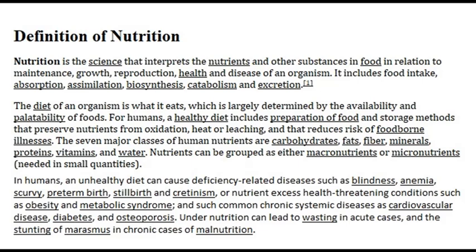In humans, an unhealthy diet can cause deficiency-related diseases such as blindness, anemia, scurvy, preterm birth, stillbirth, and cretinism, or nutrient excess, health-threatening conditions such as obesity and metabolic syndrome, and such common chronic systemic diseases as cardiovascular disease, diabetes, and osteoporosis. Undernutrition can lead to wasting in acute cases and the stunting of marasmus in chronic cases of malnutrition.